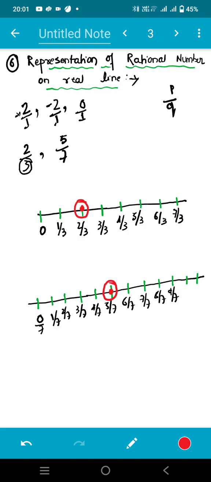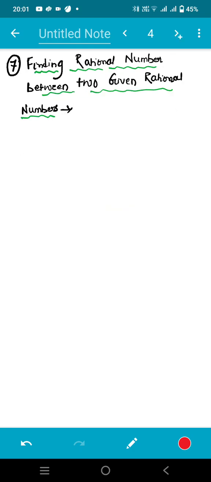Now let's move on to the last topic of today's session, that is finding a rational number between two given rational numbers. So this is also a very interesting topic, students. Now let's see. I'm going to explain this topic with the help of two examples. Fine. First example is how to find the rational number in between 2 and 3. Okay, very easy. How many rational numbers do we have to find? Only one. Let's start with one only today.